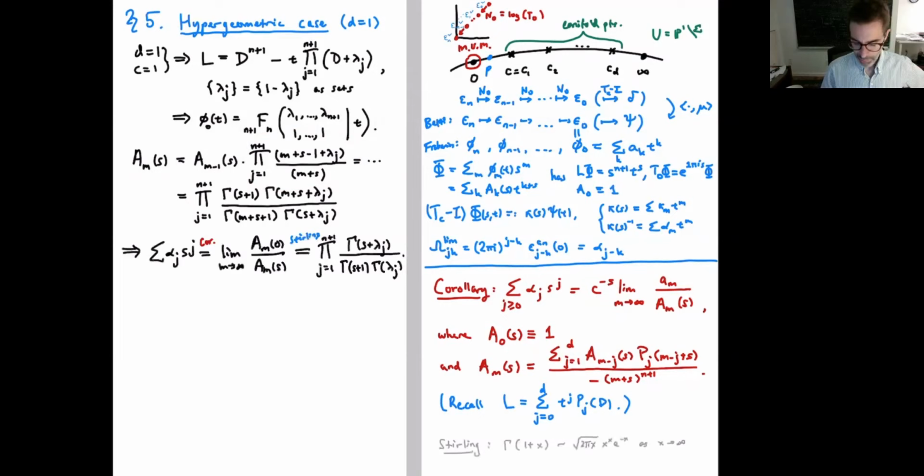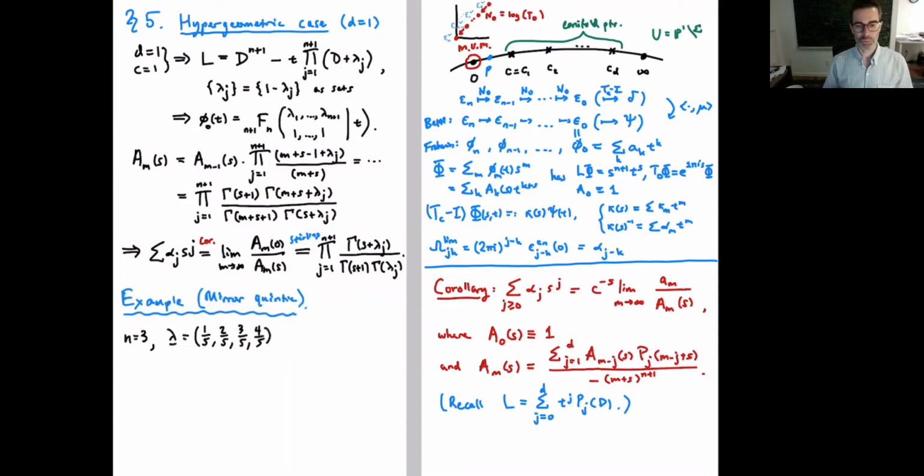So now I apply Stirling's formula to compute the limit of A_M over A_M of S. And that turns out to be just this simplified product of gamma factors. So I can figure out what the alpha_j's are if I can do power series expansions of those gammas. So let me do one example.